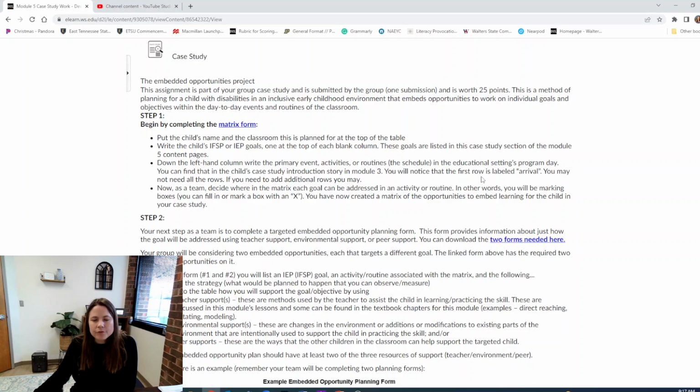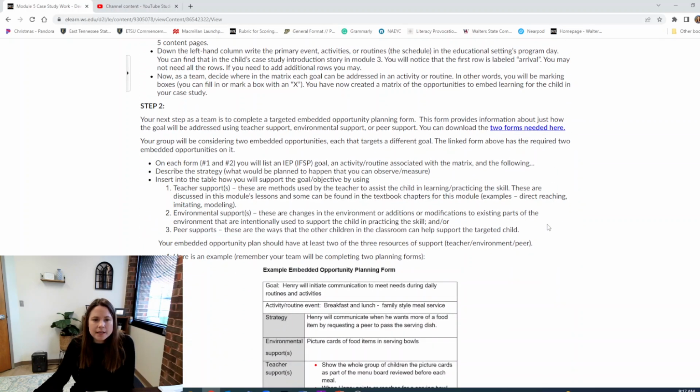So then you're going to see the first row is labeled arrival. Okay, so you may not actually use all the rows, and that's okay. If you need additional rows, you can put additional rows. You're going to decide the goal and the activity or routine. So what I want you to do is you will be marking boxes. You can fill in with an X or a check mark. Okay, so that means that this is a matrix for that child's embedded learning. So the second step is for you to provide information on how the goal will be assessed. Okay, so the goal will be assessed, but you're going to be using teacher support, environmental support, or peer support. Okay, and there's 2 forms here.